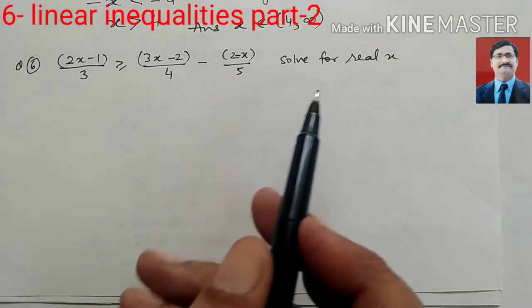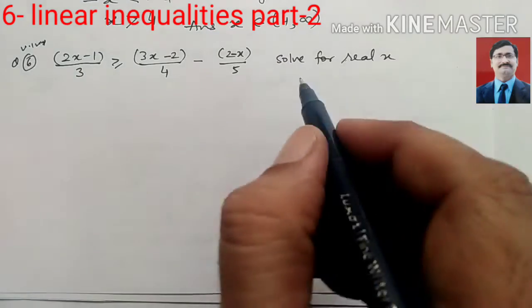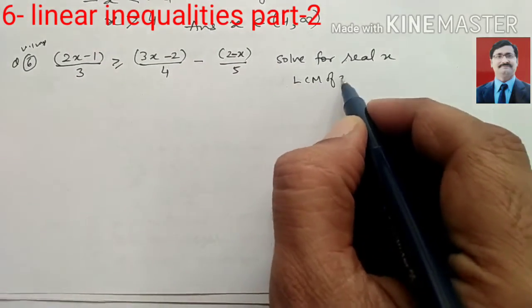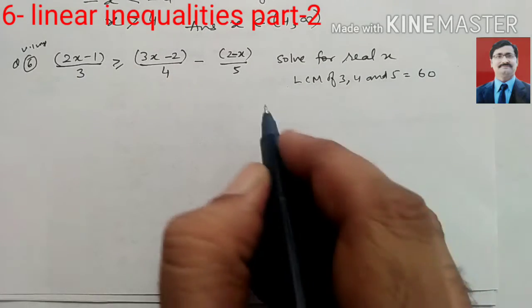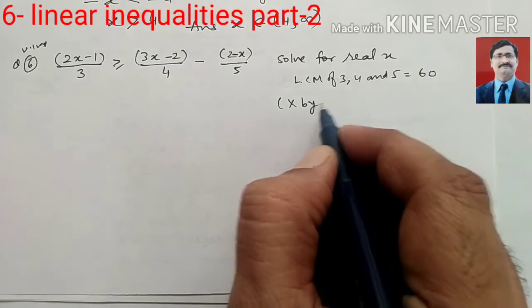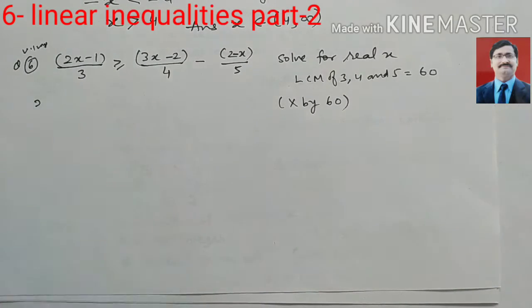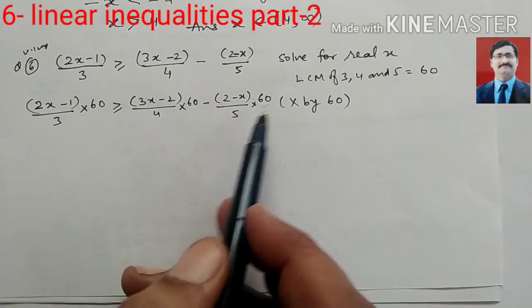This is a very important question, you can mark it. Look here, the LCM of 3, 4 and 5 is again 60. Now you multiply by 60. All these terms you have to multiply by 60.